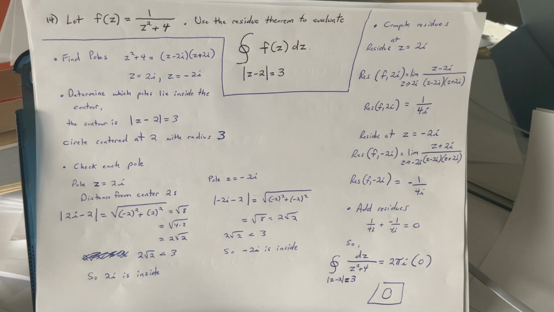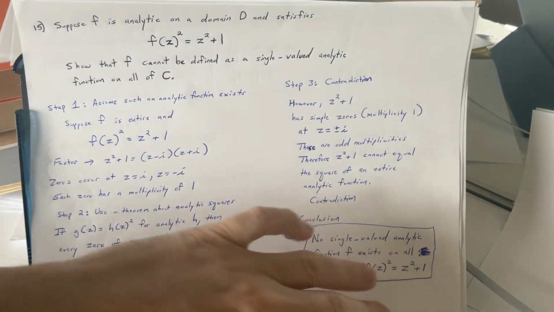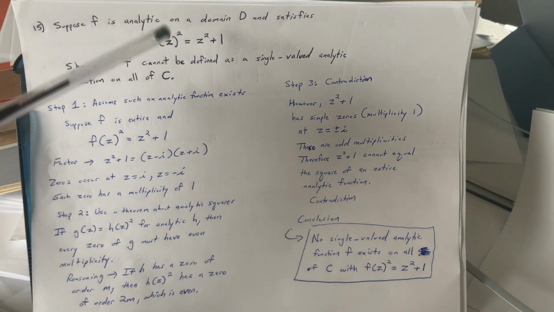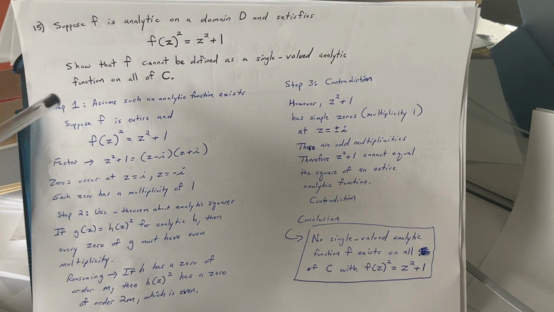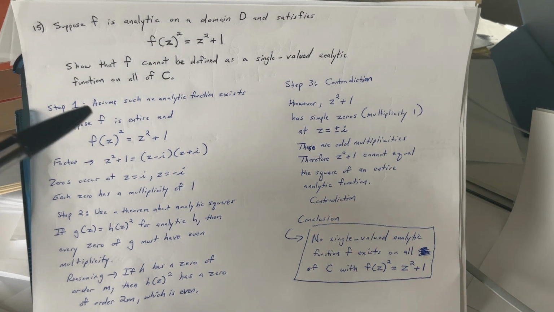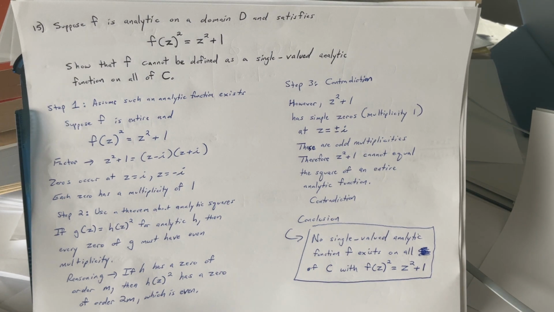Okay, so number 15. Suppose f is analytic on domain D and satisfies f(z) squared equals z squared plus 1. Show that f cannot be defined as a single-valued analytic function on all of C. All right, so here's what we could say. Step 1, assume such an analytic function exists.